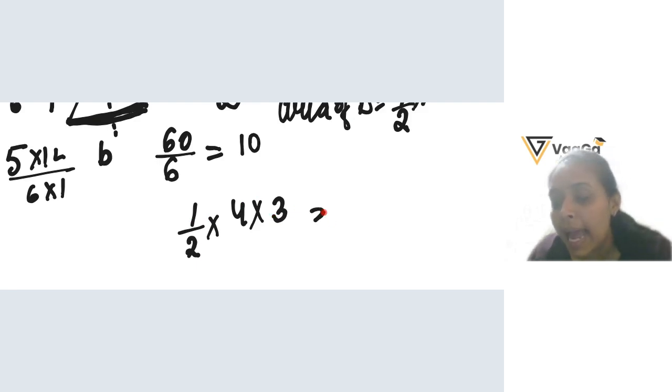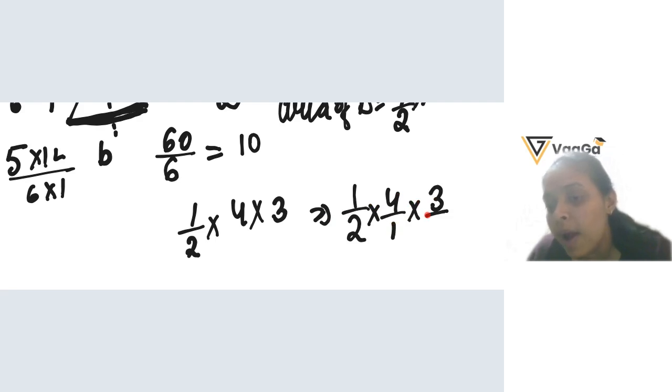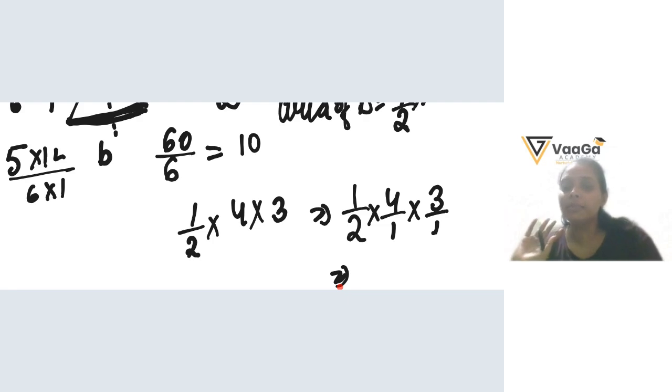So similarly, if I have this number 1 by 2 times 4 times 3, right? So this means I have 1 by 2 times 4 by 1 times 3 by 1. What will I do? I'll multiply all the numerators together and all the denominators together. So this is what I'll get.